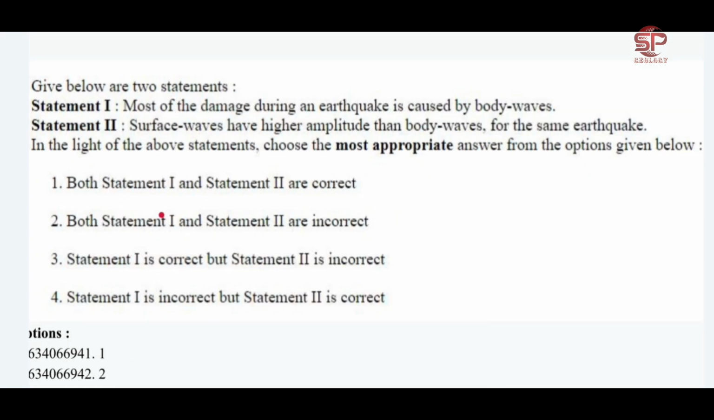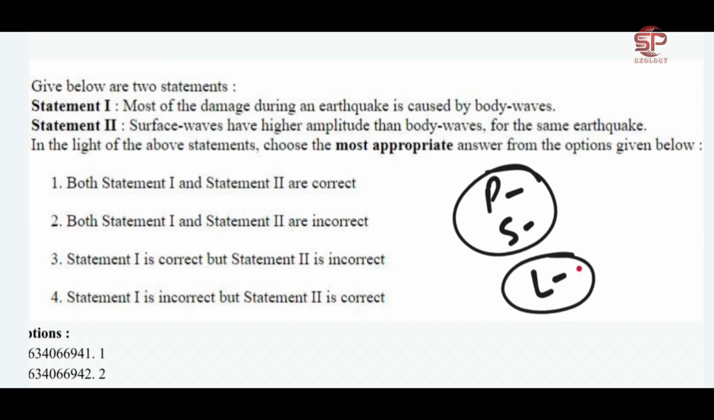There are two statements given. Most of the damage during an earthquake is caused by body waves. Body waves are P waves and S waves. They are not the earthquake waves that destruct during the earthquake. The L wave is the destructive wave and it is a surface wave. So it will be incorrect. Surface waves have higher amplitude than body waves. Obviously, they have higher amplitude than body waves. That's why they are destructive. So statement 1 is incorrect, but statement 2 is correct.